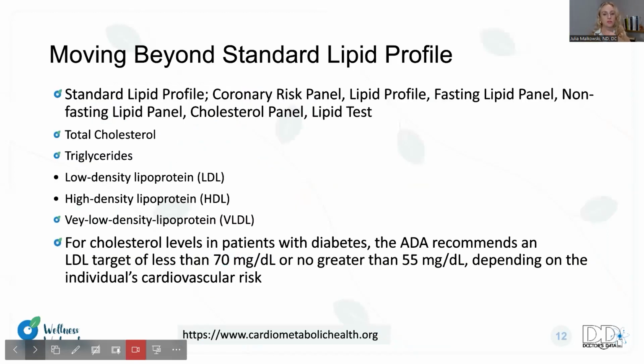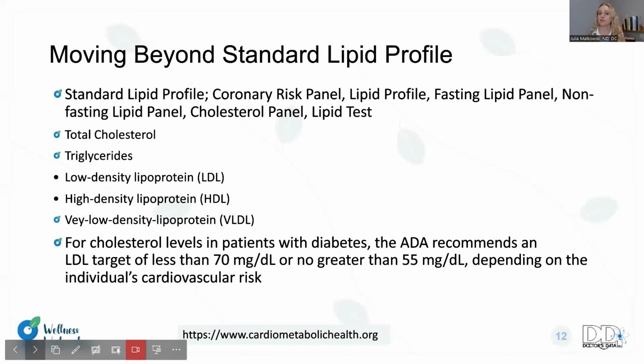Okay. So today we're going to be discussing moving beyond that standard lipid profile. The standard lipid profile is also known as the coronary risk panel, the lipid profile, the fasting lipid panel, the non-fasting lipid panel, the cholesterol panel, or the lipid test. This profile generally includes 4 or 5 markers.